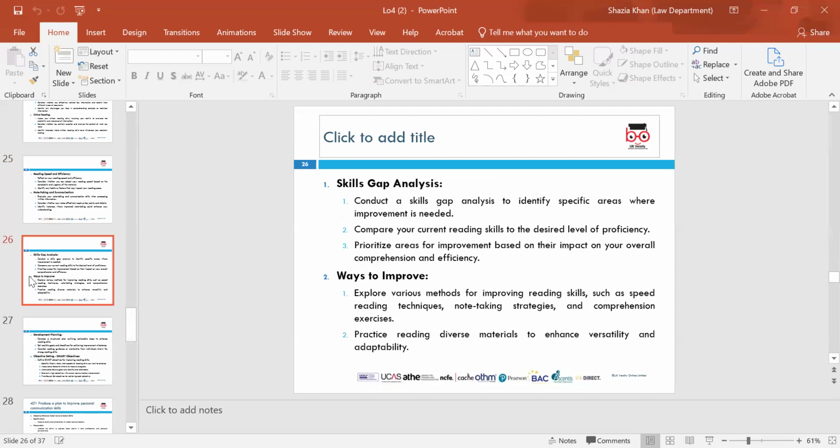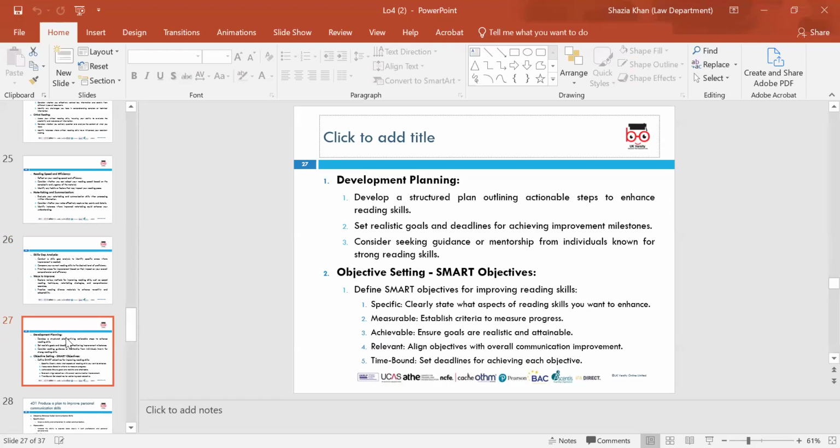Skills gap: conduct a skills gap analysis to identify specific areas where improvement is needed. Compare your current reading skills to the desired level of proficiency. Prioritize areas for improvement. Ways to improve: explore various methods of improving your reading skills, such as speed reading techniques, note-taking strategies, and comprehension activities. And practice reading diverse materials to enhance your versatility and adaptability.